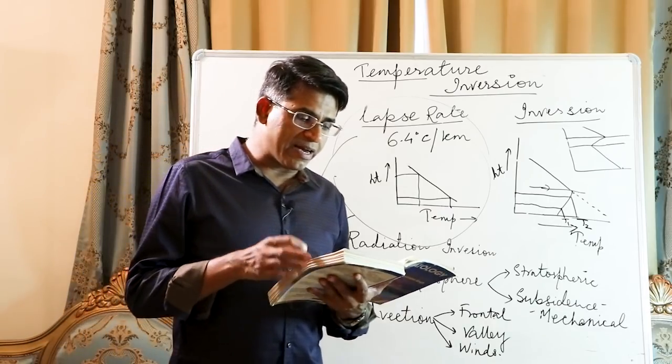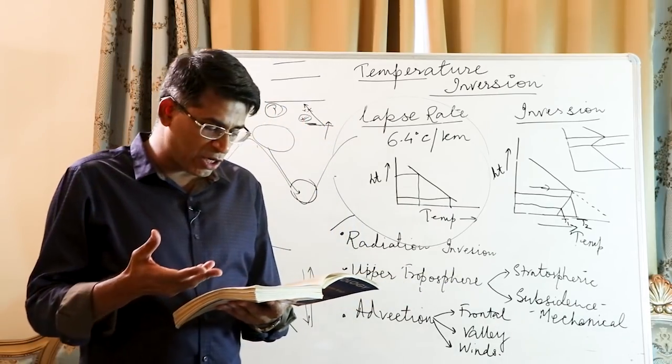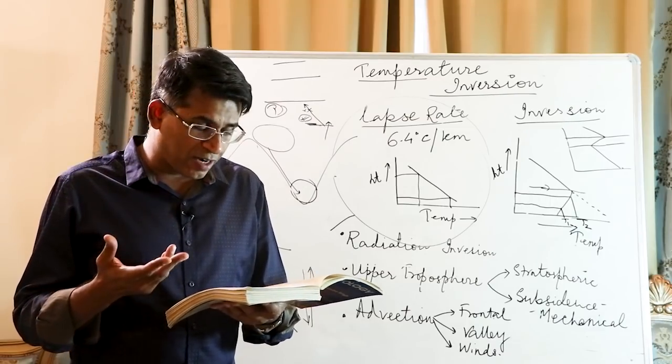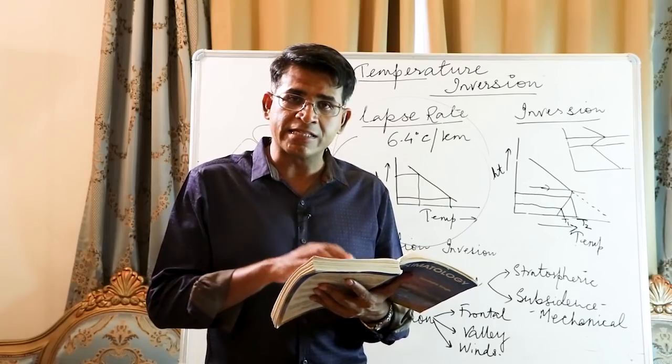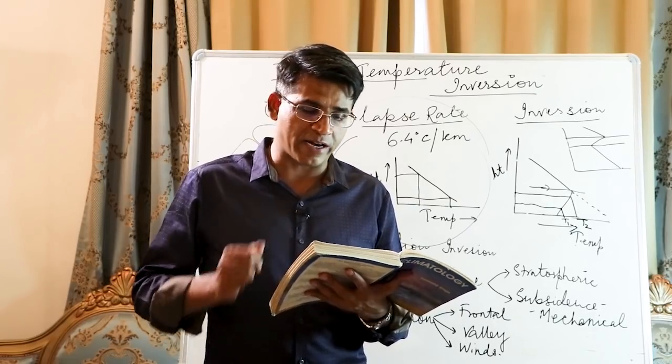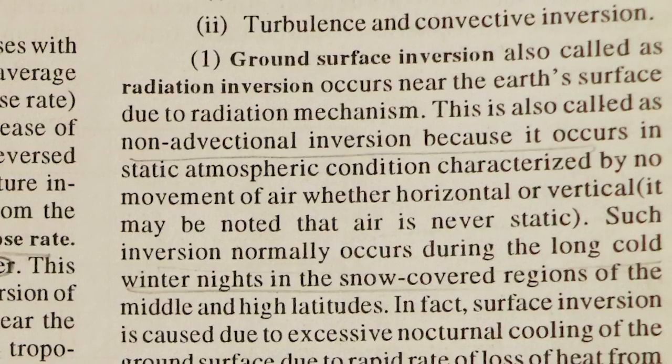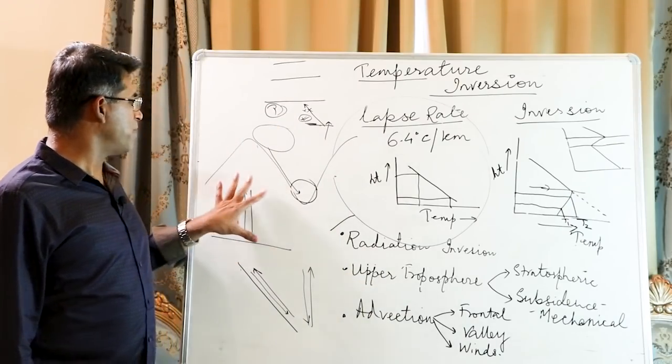So under radiational, radiation is also a type of ground inversion. Page 65, second column, the first point: ground surface inversion is also called radiation inversion, occurs near the Earth's surface due to radiation mechanism. This is also called non-advection inversion because it occurs in static atmospheric conditions characterized by no movement of air, whether horizontal or vertical. So this is a calm, stable air.